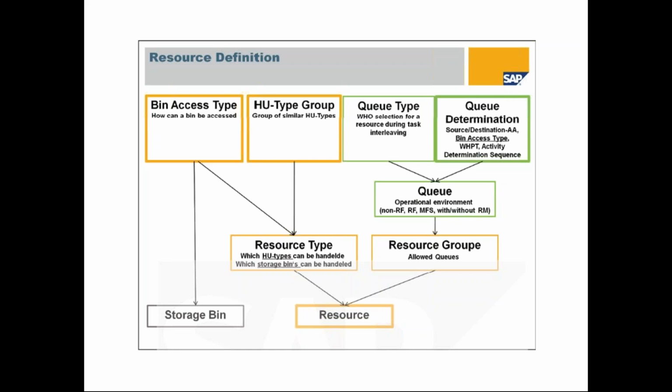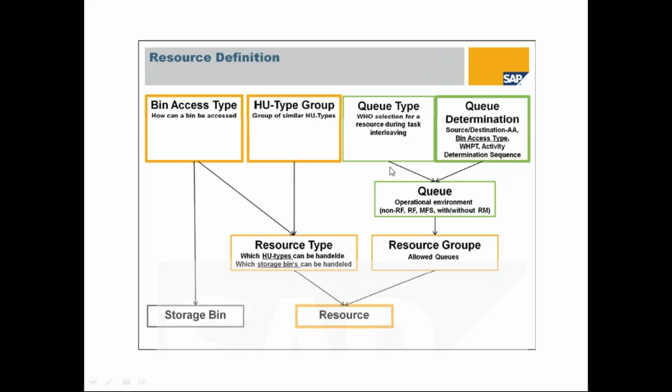These 5 control parameters are definitely 100% we can expect the certification question on this. Source activity area, destination activity area, bin access type, warehouse process type, and the activity. Learn that by heart. That queue type describes what kind of queue that one, and we need to maintain where you want to complete that queue, RF environment or non-RF environment. This is one part.